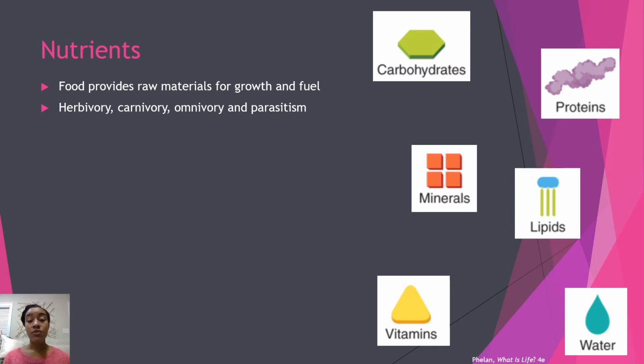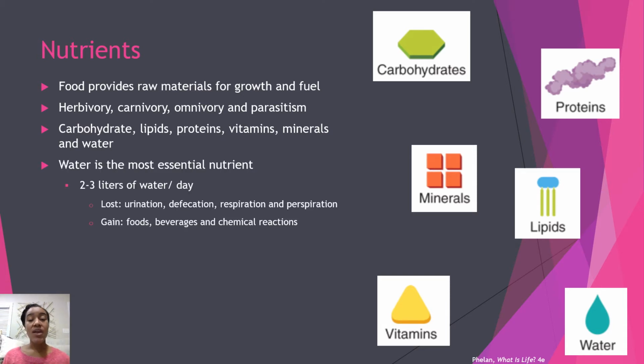There are a couple of different ways that you can get the nutrients you need. There's herbivory, carnivory, and omnivory, which is herbivores, carnivores, and omnivores. But then you also have parasitism. Parasites, for the most part, don't kill their host. They just feed off of their host until they move into another host. And the types of nutrients that we need are carbohydrates, lipids, proteins, vitamins, minerals, and the most important one, which is water. And water is the most essential nutrient because it's involved in various life processes that we really couldn't even survive without water because it's just that essential, which I'm pretty sure everyone in this class already knows.